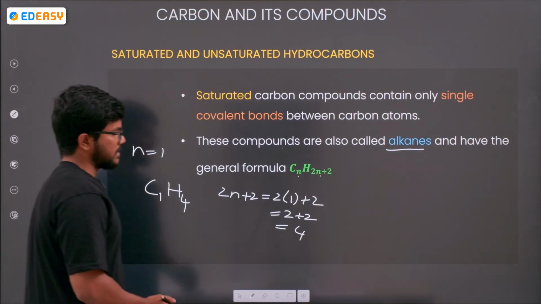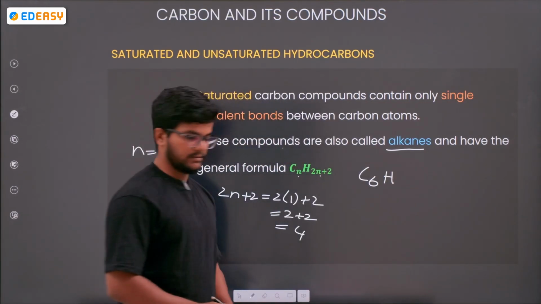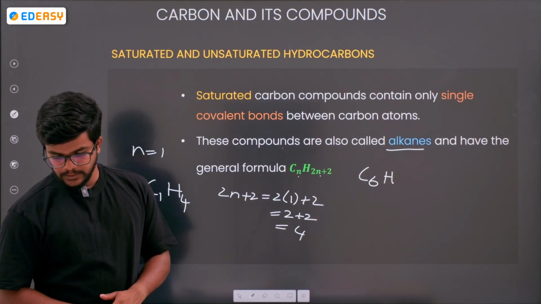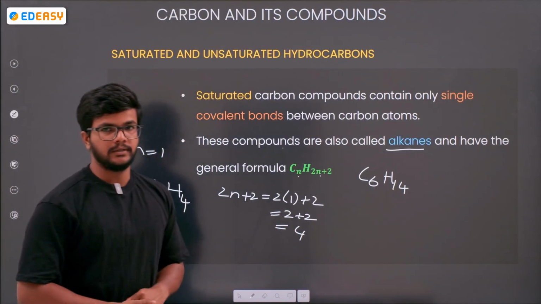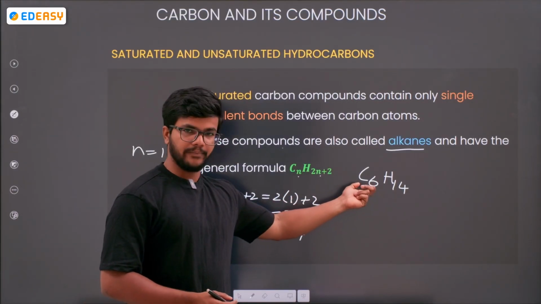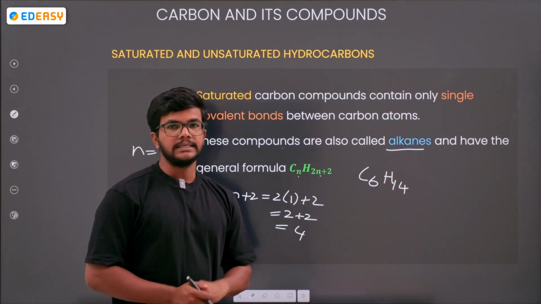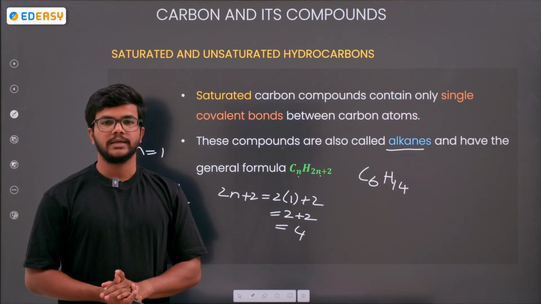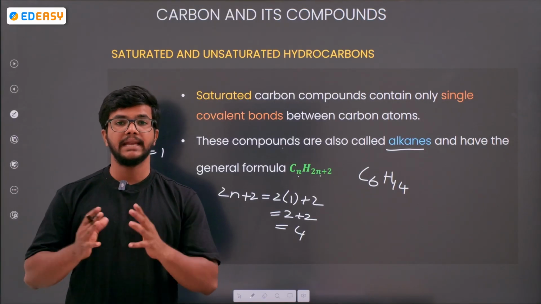So let me know in the comment section: if there are 6 carbons, how many hydrogens are required? Yes, 2 into 6 is 12, plus 2, 14. Very good. 14 hydrogens are required. So carbon can make single bonds between itself and also with 14 hydrogens. So the alkanes general formula is CnH2n plus 2, which gives the number of hydrogens required for n number of carbons.